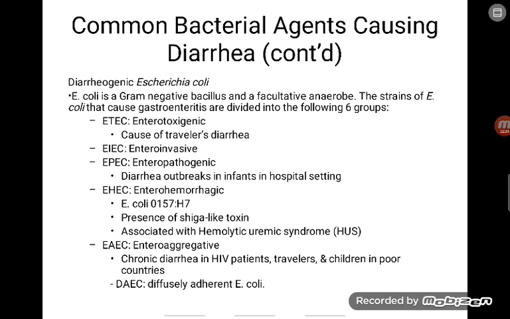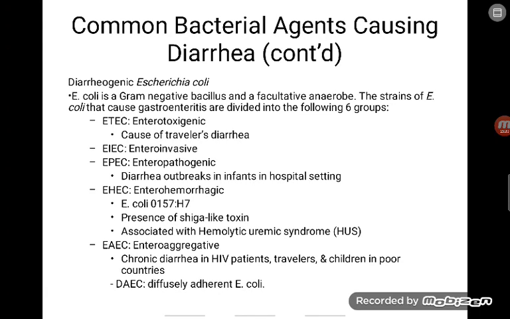For E. coli, we know that E. coli is part of the normal flora, or what's called microbiota. But there are pathogenic Escherichia coli strains. E. coli is a gram-negative bacillus and facultative anaerobe. The strains of E. coli that cause gastroenteritis are divided into six groups. We have enterotoxigenic E. coli, the cause of traveler's diarrhea, enteroinvasive E. coli, and enteropathogenic E. coli, which causes diarrheal outbreaks in infants in hospital settings. We have enterohemorrhagic E. coli, which contains the important strain O157:H7. It is characterized by the presence of Shiga-like toxin and is usually associated with hemolytic uremic syndrome.